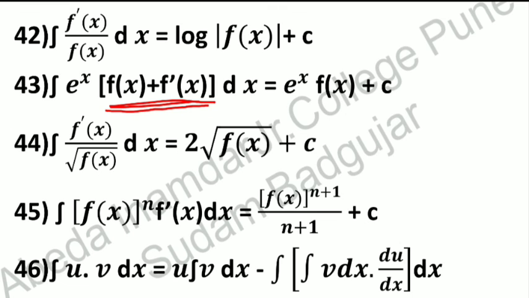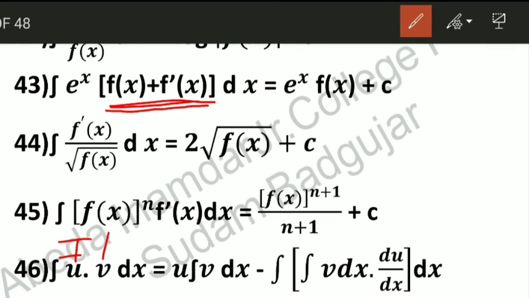Now the last formula, integration of u into v is equal to u into integration of v dx minus integration bracket integration of v dx into derivative of u dx, or you can say integration of first into second. That is, first keep as it is, integration of second, minus integration bracket integration of second into derivative of first, meaning here the second function is integrable. That's it.